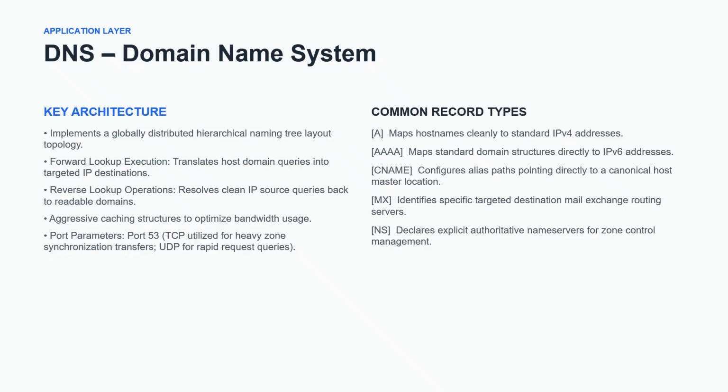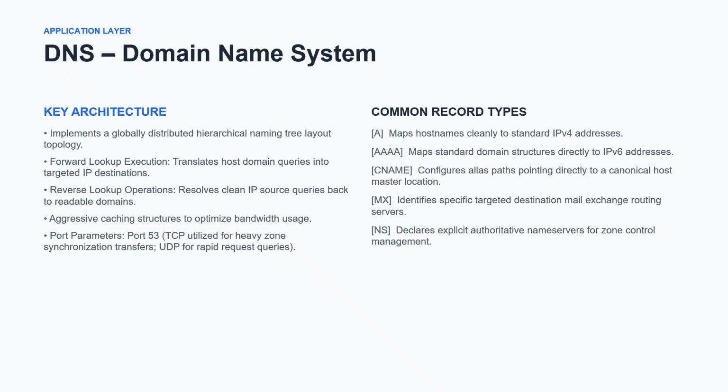DNS records and function. DNS uses both TCP and UDP. UDP is used for simple queries and responses while TCP is used for zone transfers and large responses exceeding 512 bytes. DNS follows a hierarchical namespace. The root zone is at the top followed by top-level domains like .com, .org, and .net.